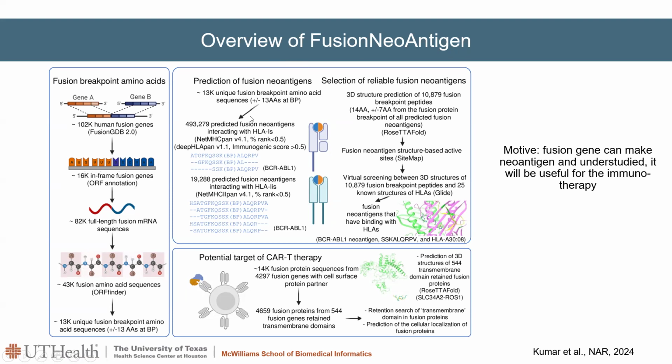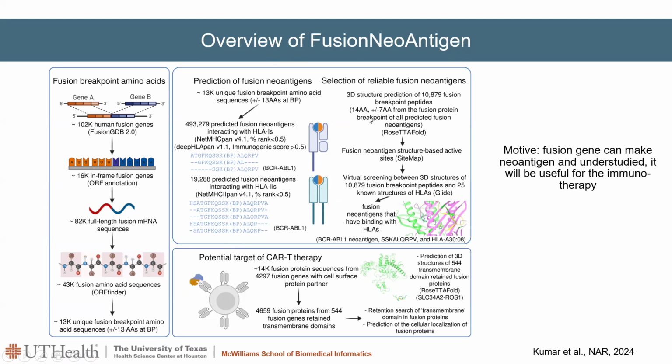Out of these, we made 13,000 unique fusion breakpoint amino acid sequences, plus or minus 13 amino acids. And then we ran the usual tools to predict neoantigen, NetMHCpan or DeepHLApan. We found about 500,000 fusion neoantigens interacting with HLA-1 and 20,000 neoantigens interacting with HLA-2. This is showing the example of BCR-ABL1. The middle is the breakpoint.